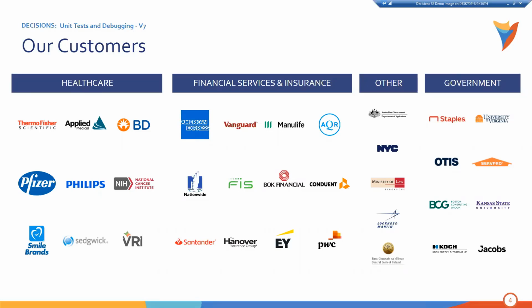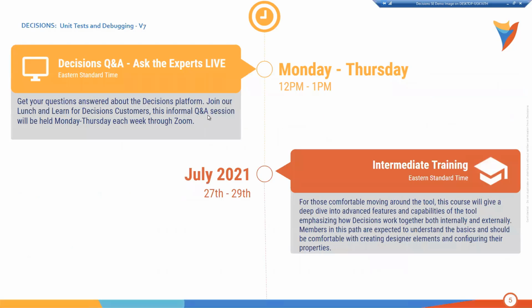So now I want to bring you up to some upcoming events we might have. If you are a current customer, this is a very important, unique thing we just started: our Lunch and Learns. It happens every Monday through Thursday, 12 to 1 Eastern Time. Decisions experts will get on the line with you and answer your questions live. It could be a support ticket you've input, or a question about how to do something in Decisions. We will get online with you and answer those questions live.